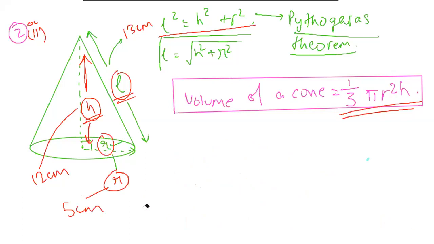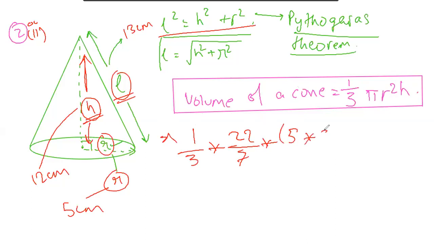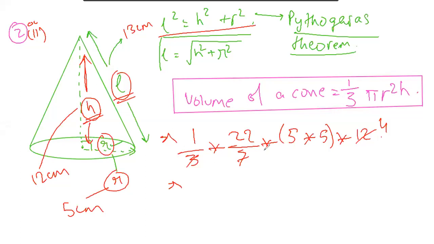And by the formula of 1 upon 3 pi r square h, we will find our volume of a cone in liters. So 1 upon 3 into pi, which is 22 by 7, into r square, which we have calculated and found to be 5 into 5, into h, which is equal to 12 centimeters. So 1 3s are 3, 4 3s are 12, and by solving this big sum, we get 2200 divided by 7.